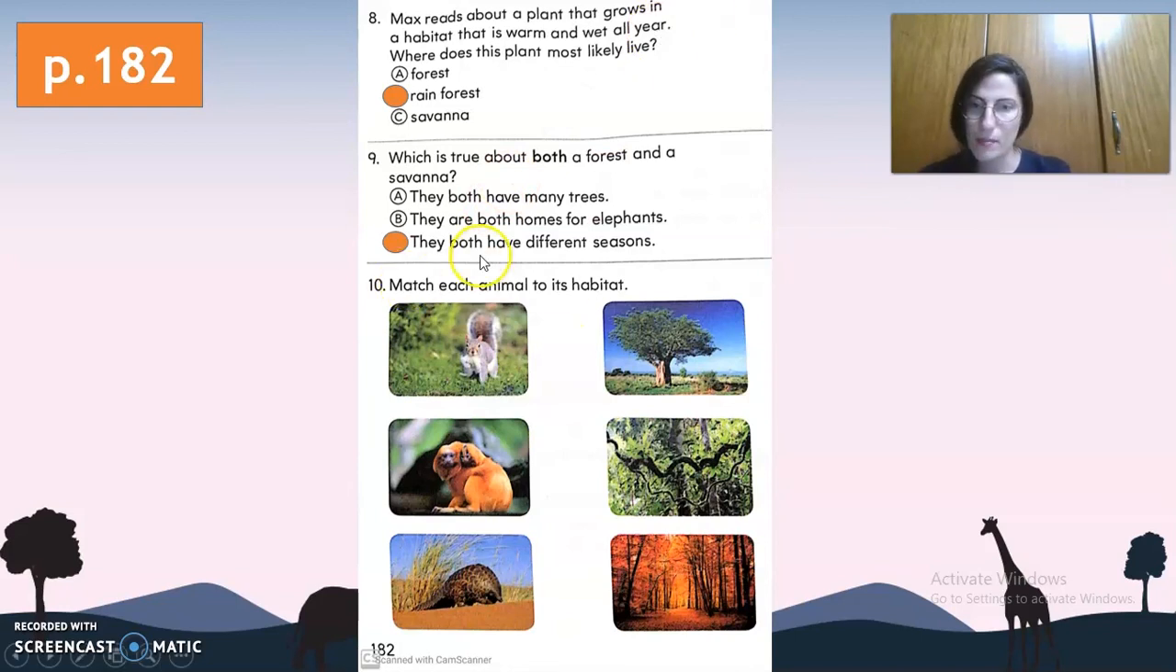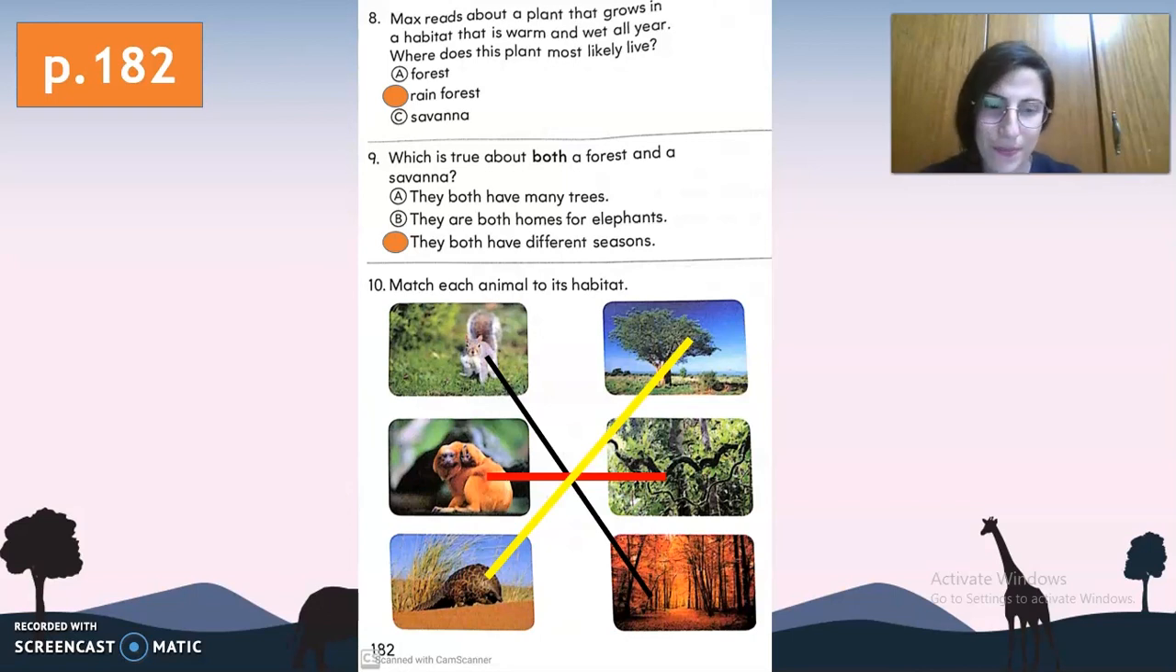Number 10. Match each animal to its habitat. So what do you guys think? Where does the squirrel live? It lives in the forest floor. Excellent. Or in the forest. What about the tamarin? Where does the tamarin live? Think, guys. The tamarin lives in the canopy rainforest. Excellent. What about the pangolin? Where does the pangolin live? The pangolin lives in the savannah. Correct.